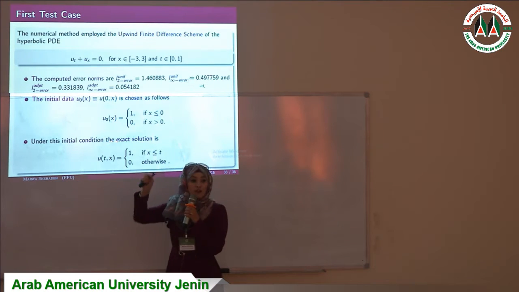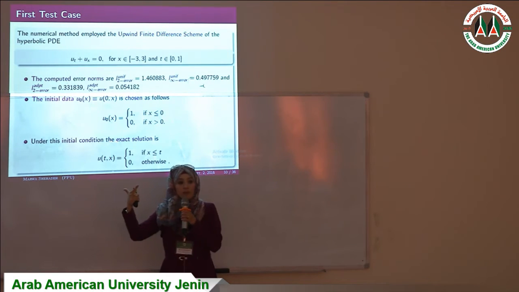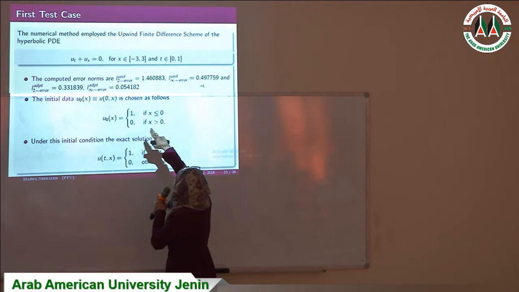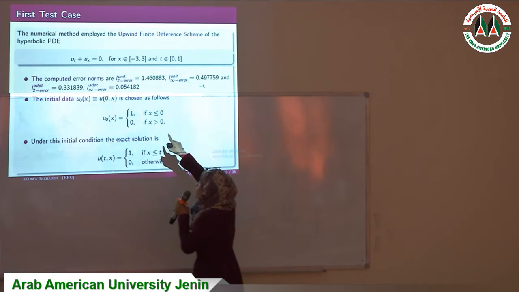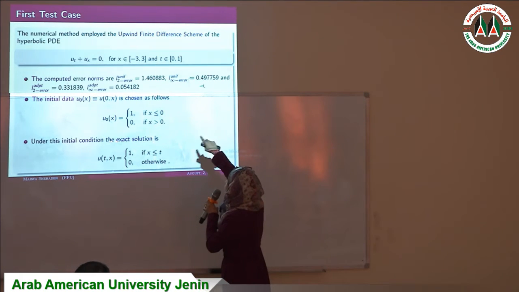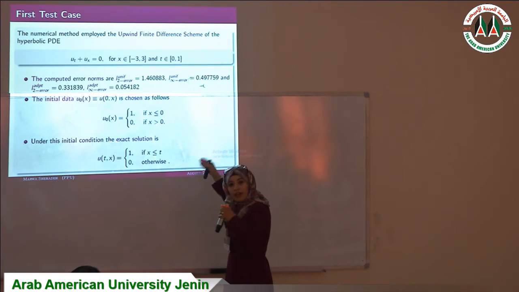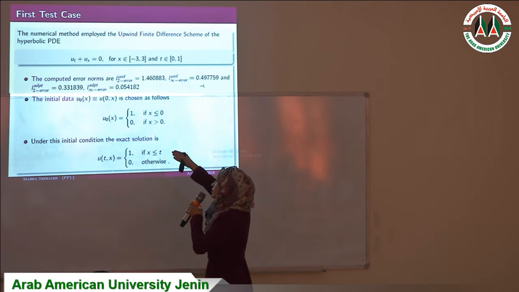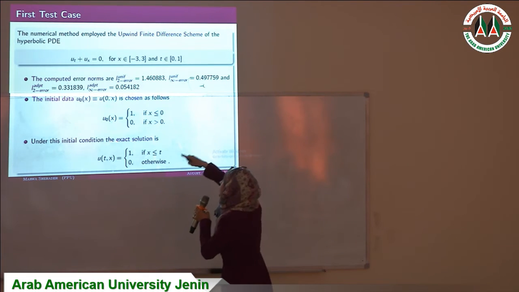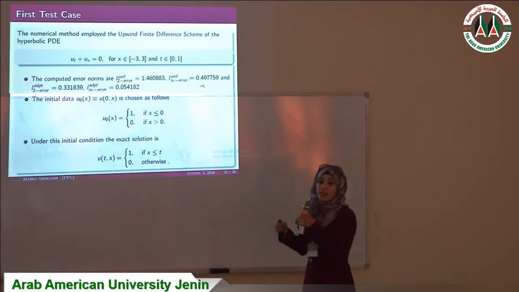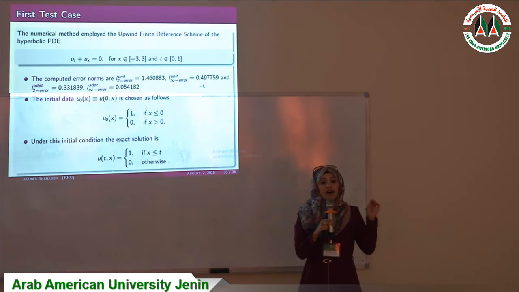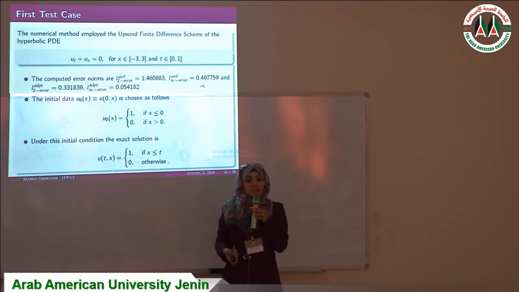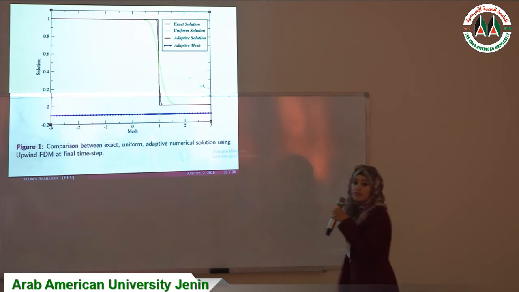I get the L2 norm and L infinity norm errors to compare the results. We can see that the uniform L2 and L infinity errors are 1.4 etc. And for adaptivity, 0.03318 and so on, and for L infinity 0.05418. We can notice that the error is much smaller compared with the uniform, and that's what we want. So let's see the graph here.